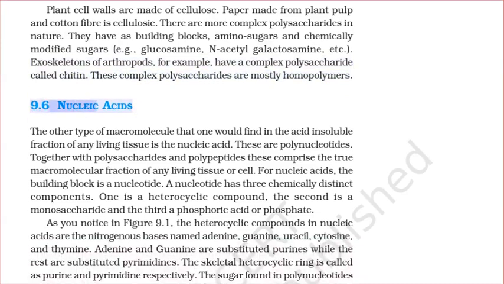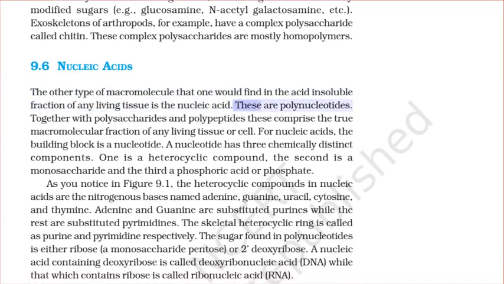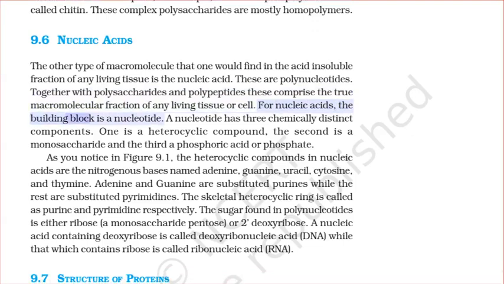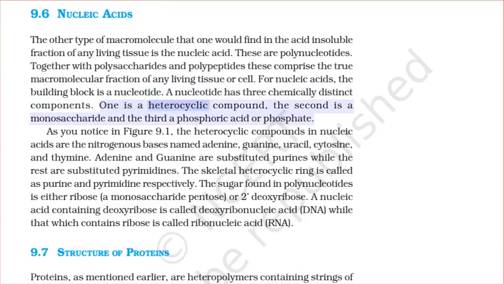9.6 Nucleic acids. The other type of macromolecule that one would find in the acid-insoluble fraction of any living tissue is the nucleic acid. These are polynucleotides. Together with polysaccharides and polypeptides, these comprise the true macromolecular fraction of any living tissue or cell. For nucleic acids, the building block is a nucleotide. A nucleotide has three chemically distinct components. One is a heterocyclic compound, the second is a monosaccharide, and the third is a phosphoric acid or phosphate.